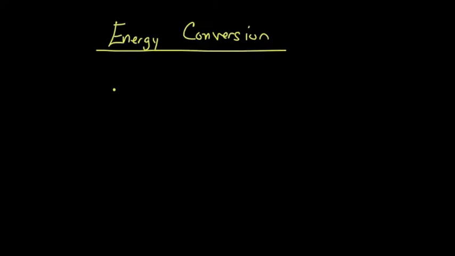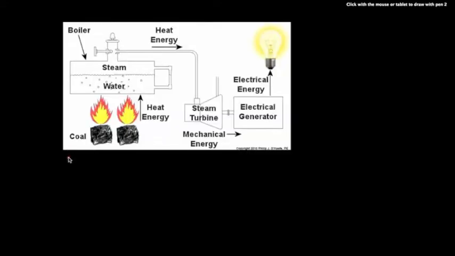Good evening. Tonight we're going to look at how different forms of potential energy are converted into kinetic energy. In our first example here, you'll see that we have the stored chemical bond energy in coal. When we heat coal up enough, it breaks the bonds, and those bonds release heat energy. We can use that heat energy to heat up water.